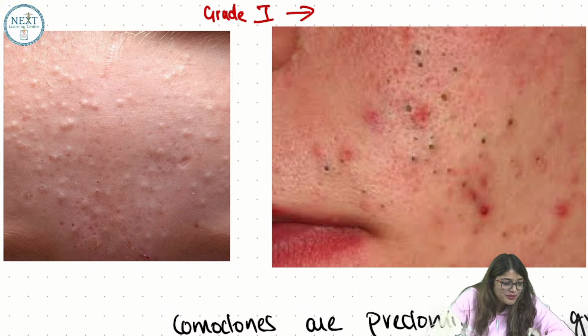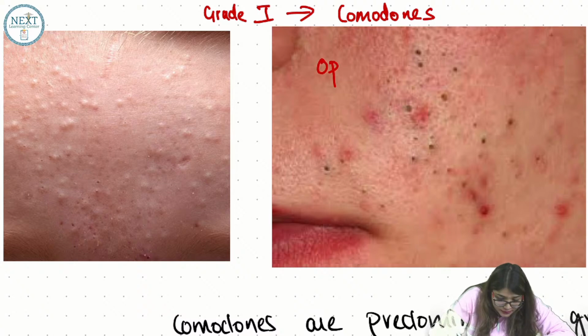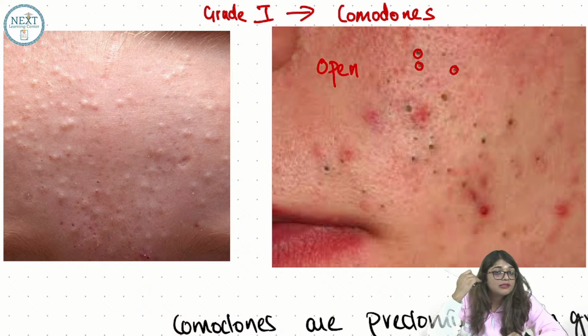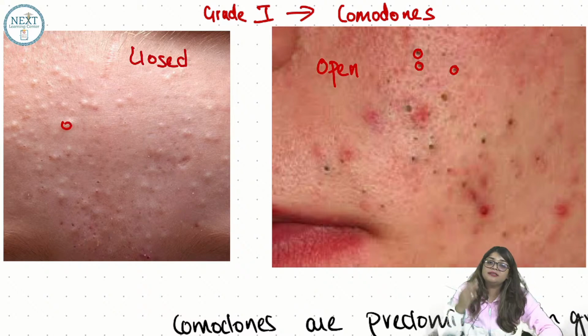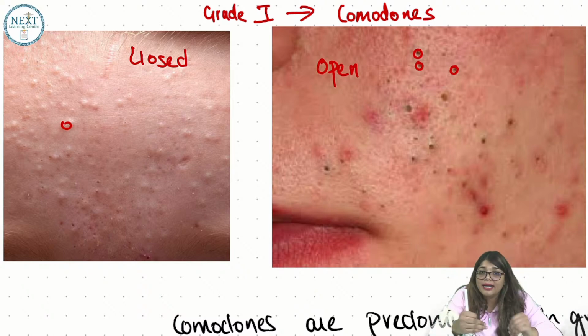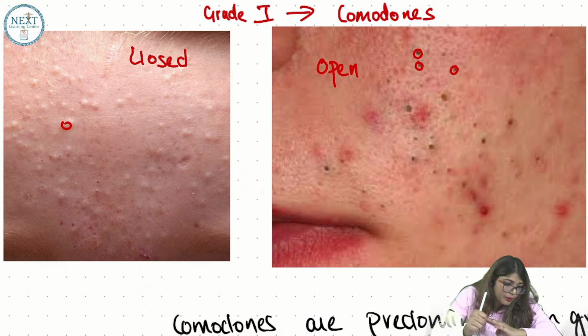Okay, so you saw so many images. Yes, these are comedones. You can see these are open, and because they are open to the air, they get oxidized, and these are closed comedones. And what is the treatment for comedones or grade 1 acne? The lesions present in grade 1 acne are comedones.